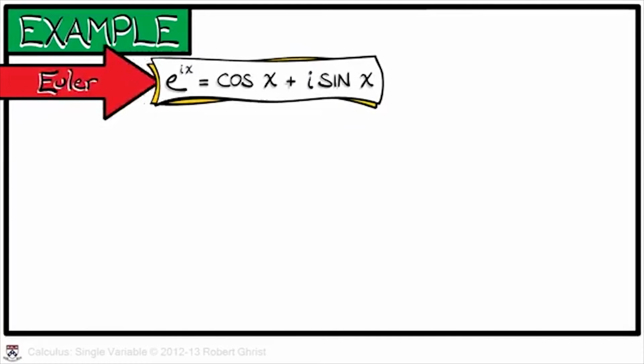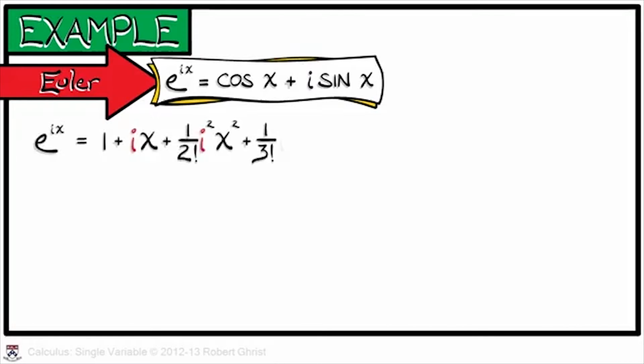Recall Euler's formula that tells us something about exponentiating i times x in terms of cosines and sines. What happens if we apply our definition of the exponential in this case? If we want to take e to the i times x, well, this is 1 plus i times x, plus 1 over 2 factorial times quantity ix squared, that is, i squared times x squared, etc., etc. There are a lot of terms here. Then it appears as though there are some simplifications that we could do.